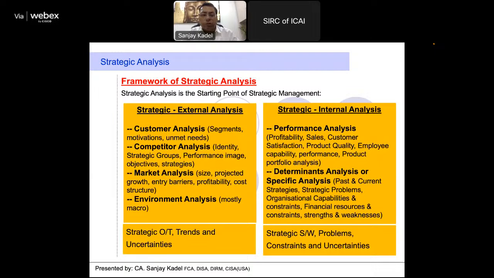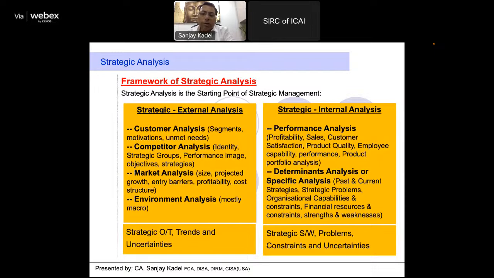We also do market analysis. What size the market is, whether it has good potential for profitability, what the cost structure is, what the entry barriers are. All these things we have to gather information on and analyze. Then we do environment analysis, mostly macro. If you're existing in a country, then you will have a political-legal environment, an economic environment, a technological environment. You will have to analyze all these environments. That is called environment analysis. So you do customer analysis, competitor analysis, market analysis, and environment analysis. Once you do this analysis, you have done external analysis.